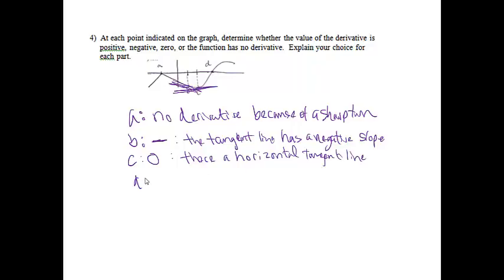And then D, even though it is on the x-axis, if we draw that tangent line, notice the slope of that tangent line is positive, so our derivative will be positive, and that will be because the tangent line has a positive slope.